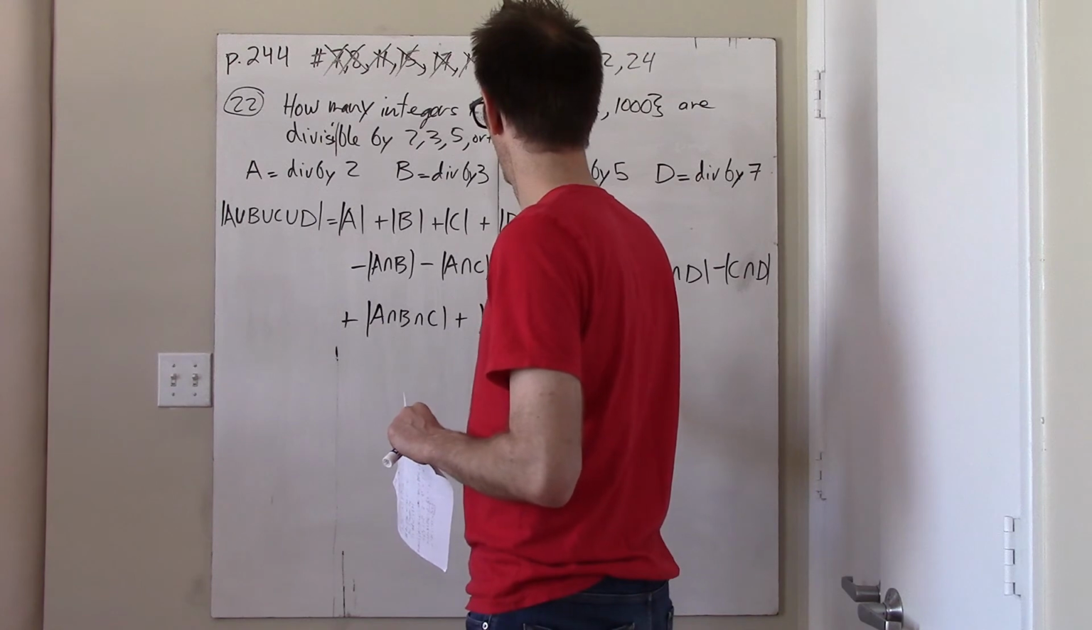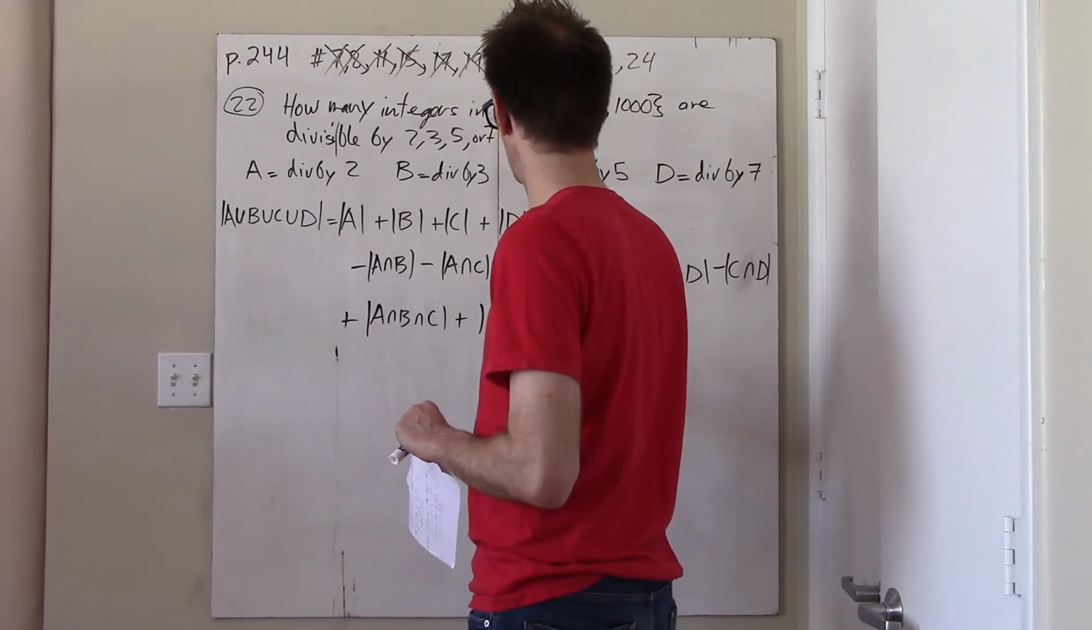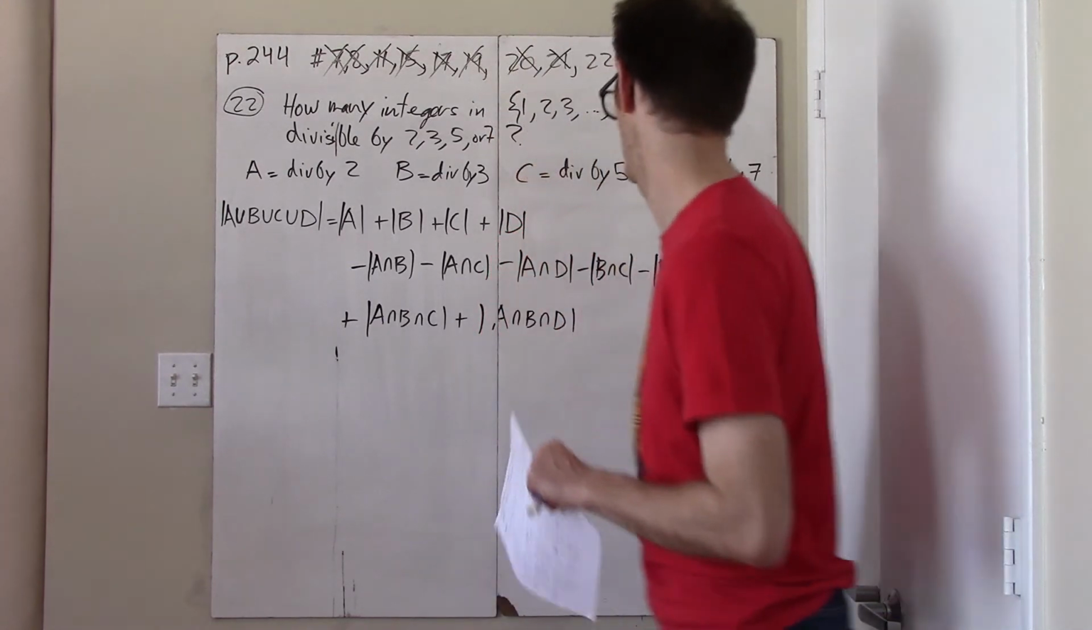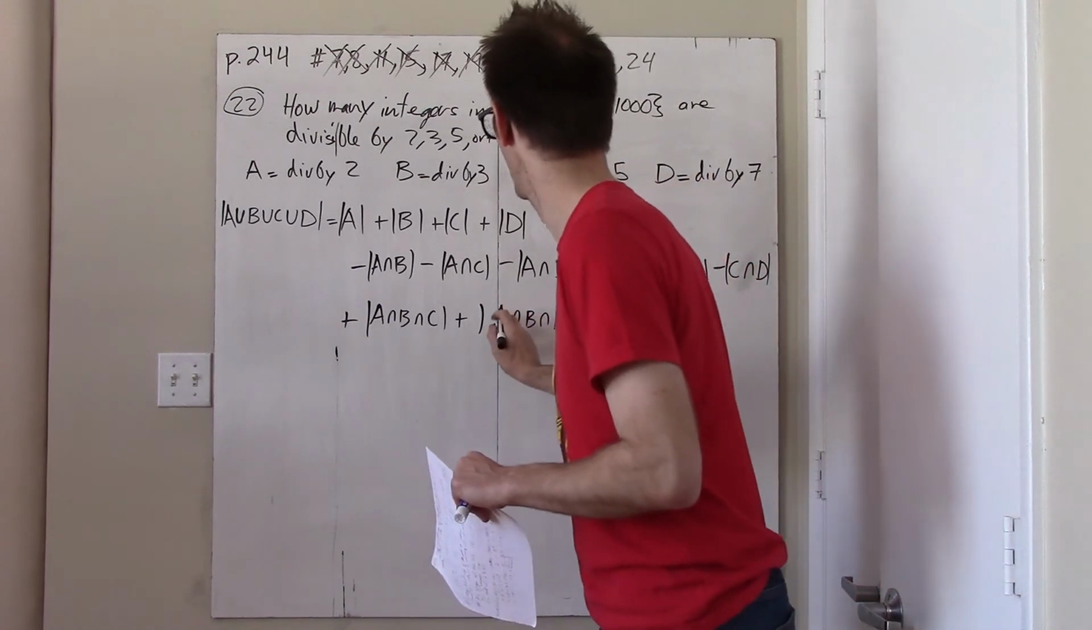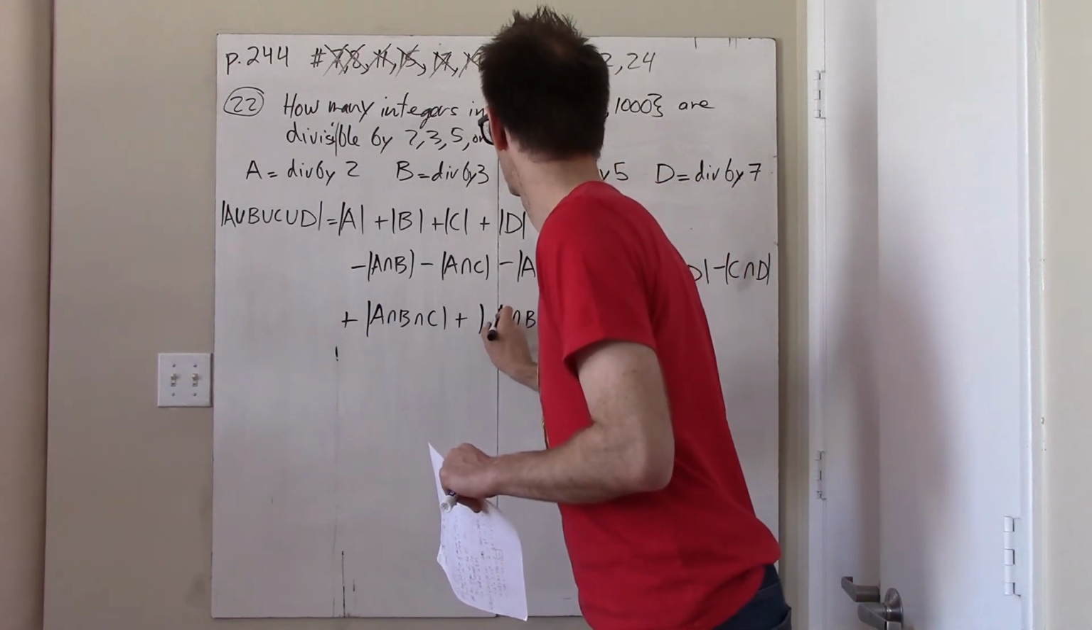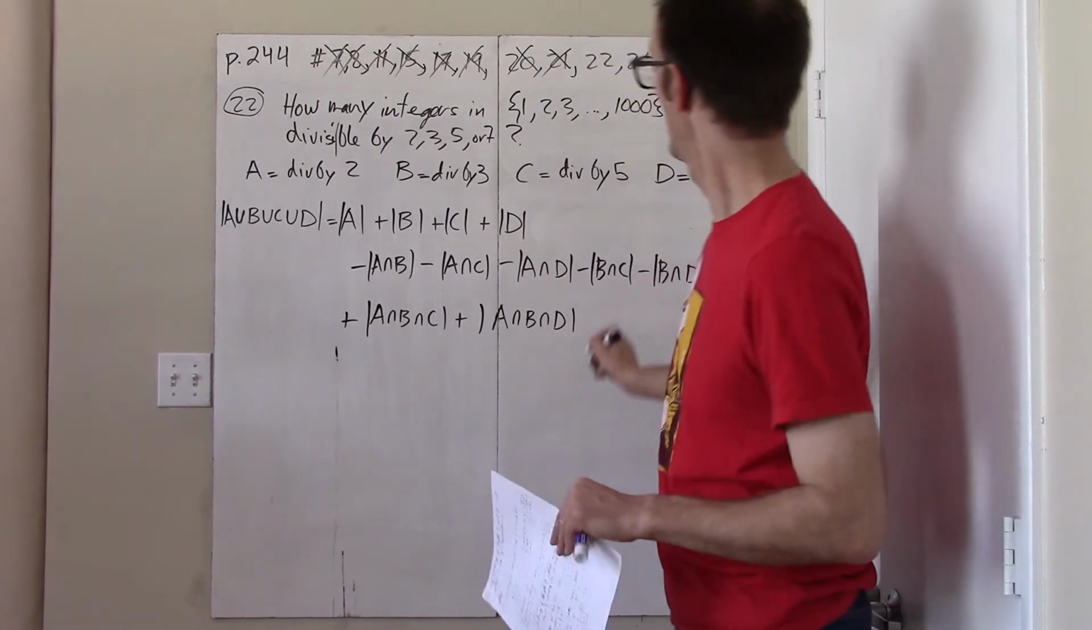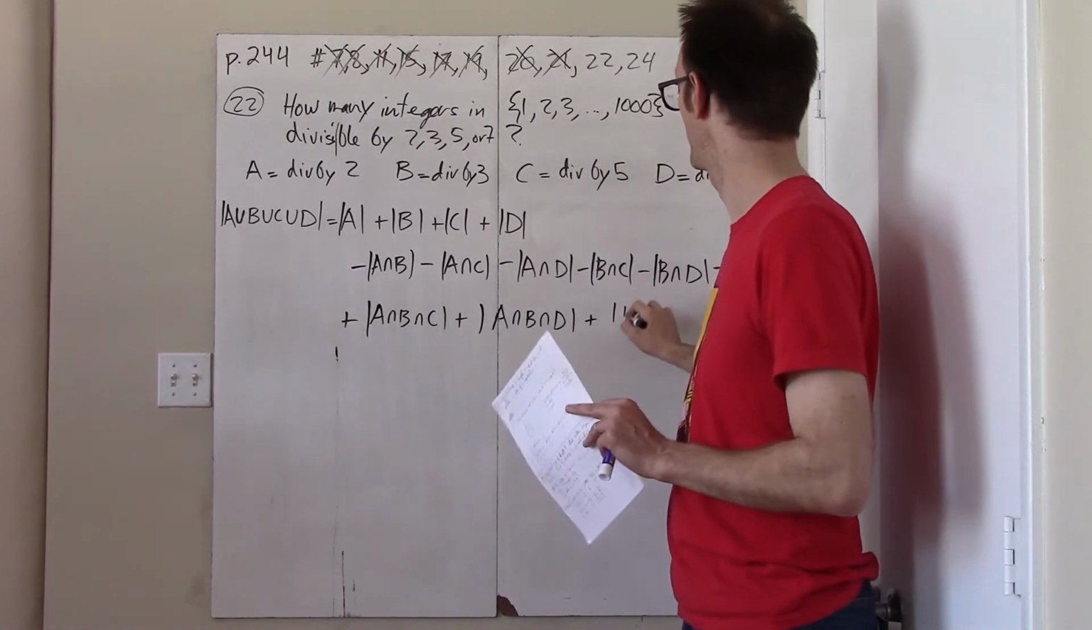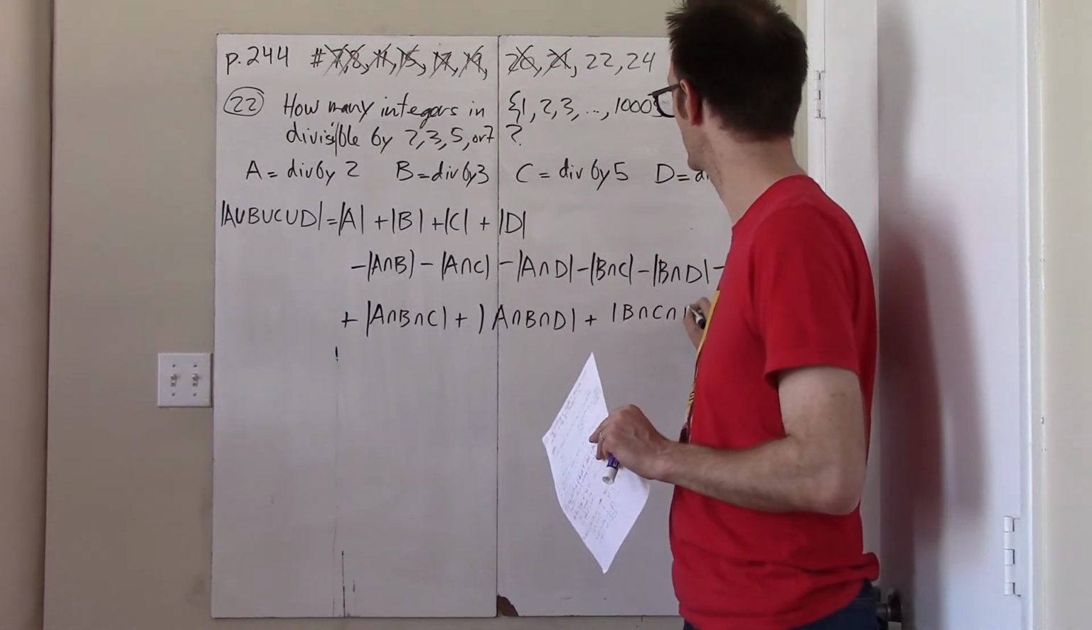A intersect B intersect D. How's that look on camera? Probably bad. Stupid board.